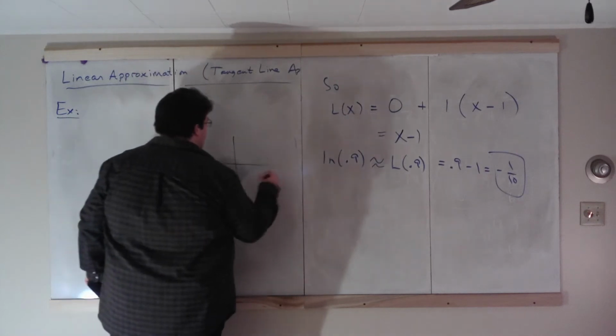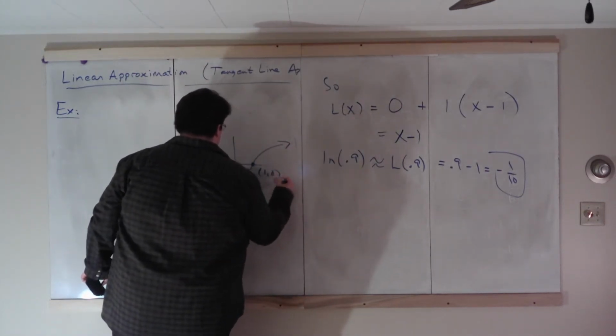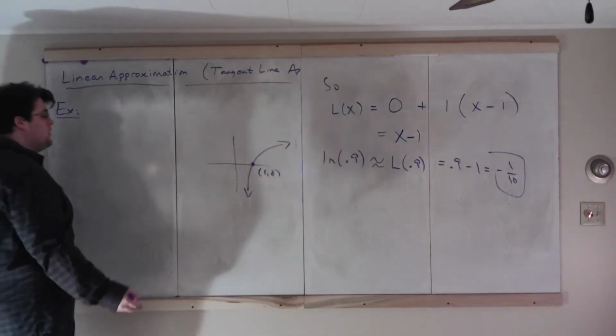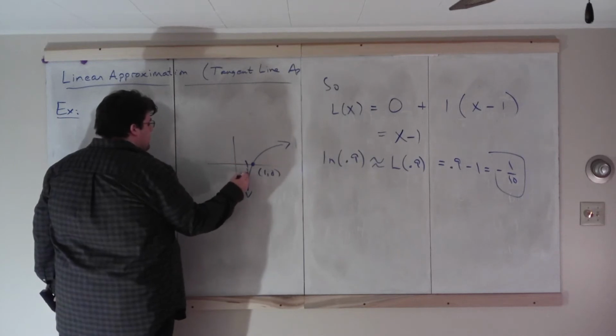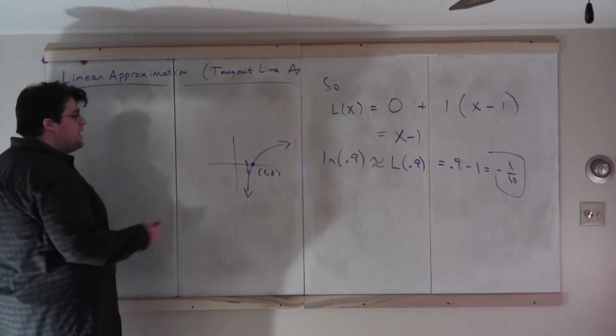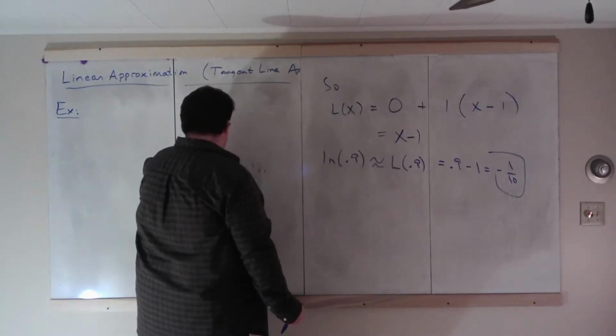if you look at the graph of log x, the graph of log x goes through 1, 0, so the log of 0.9, you should expect to go under the x-axis and get a negative number.